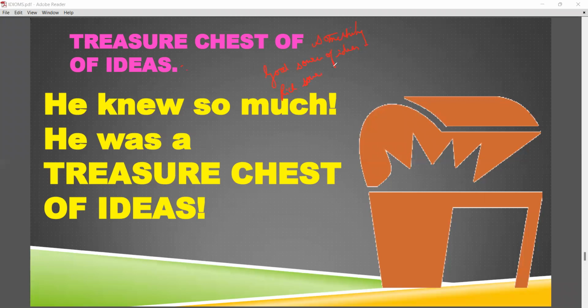And when I say, let's say, treasure chest of information, that means a good source of information or a rich source of information. For example, this book is a treasure chest of information, so that means this book is a very rich source of information. There's a lot of information available in this book. So he knew so much, he was a treasure chest of ideas.